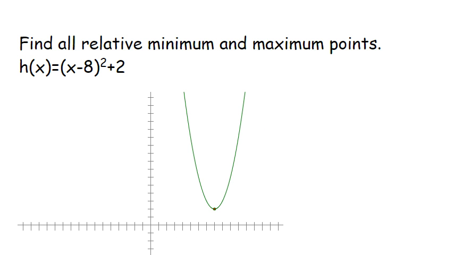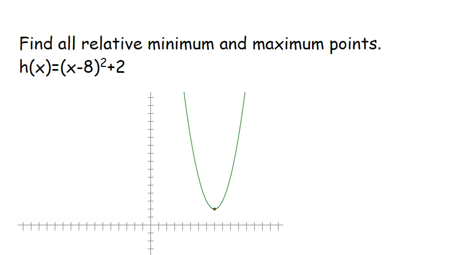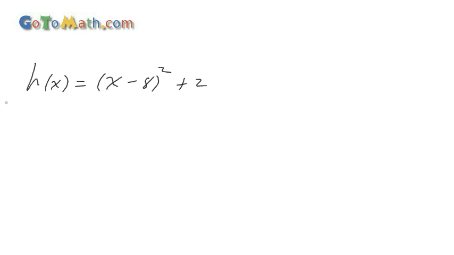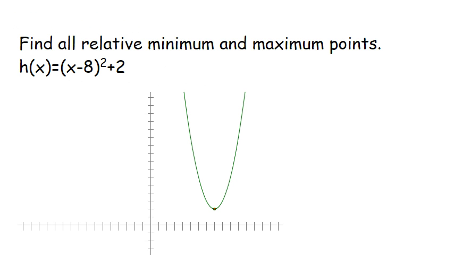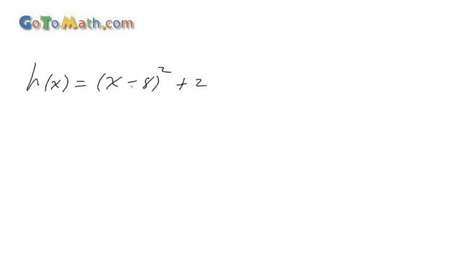Let's see, what do we got? x minus 8 squared plus 2. We've got h of x is equal to x minus 8 quantity squared plus 2. Making sure. Yep. Wait a minute, I think that said plus, didn't it? No, it says minus. Okay.